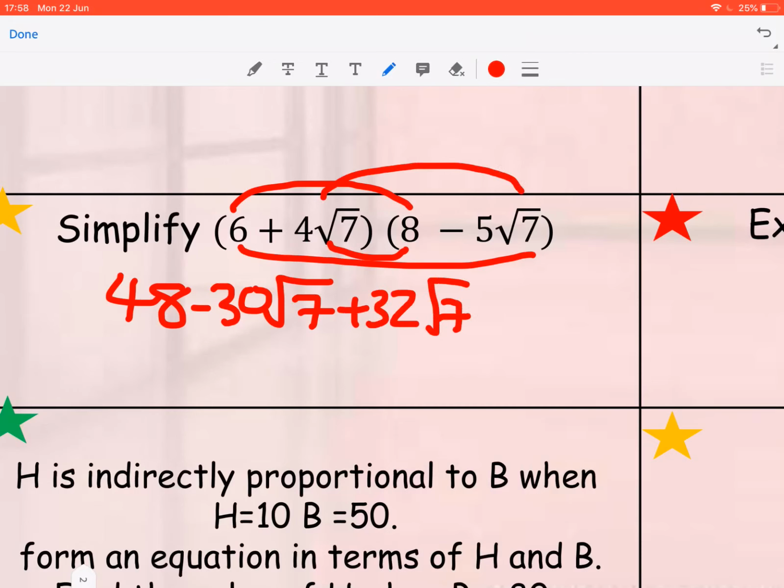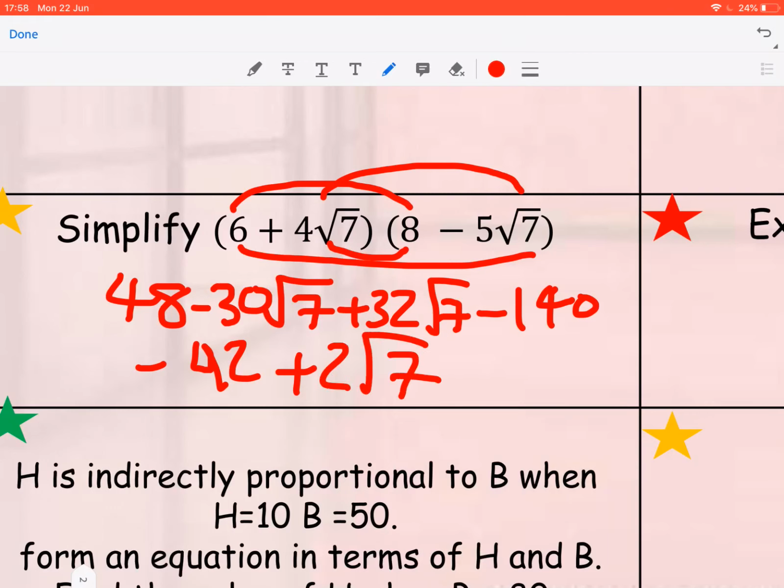And then the last 2, this is the difficult one people get wrong. 4 times 5 is 20. Root 7 times root 7 just gives you 7. 20 times 7 gives you negative 140. So you multiply the numbers together first, and then you've got to multiply the square roots together, but they actually cancel each other out. So what I've got, I can simplify some of this. The 48 and the minus 140 go together to give you minus 92. And then the minus 30 root 7 plus 32 root 7 is the same as doing negative 30x plus 32x. This gives you positive 2 root 7 as a final answer.